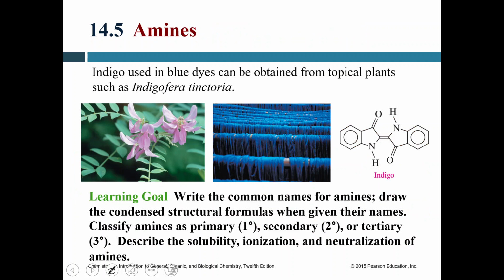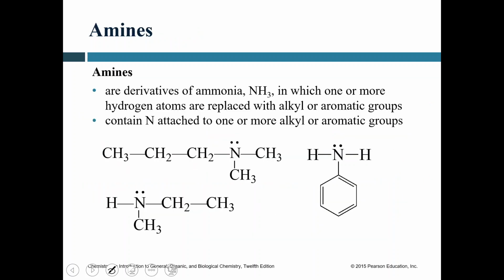Now we're going to switch our attention to compounds that contain nitrogen, amines. One of the most famous amines in the world is indigo. You can see a couple of amino groups here. It is obtained from specific tropical plants such as Indigofera tinctoria. So we're going to learn how to write names of amines and how to distinguish primary, secondary, or tertiary amines.